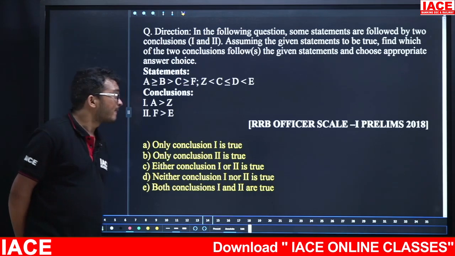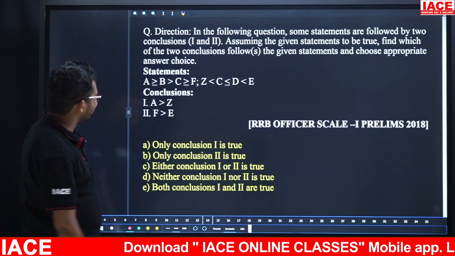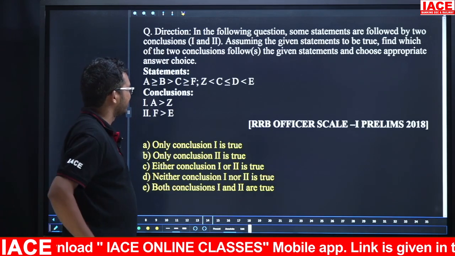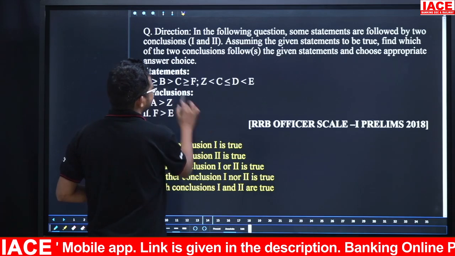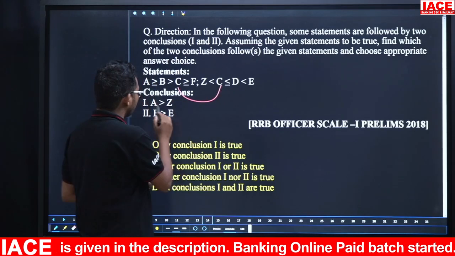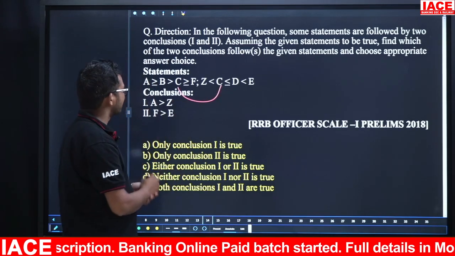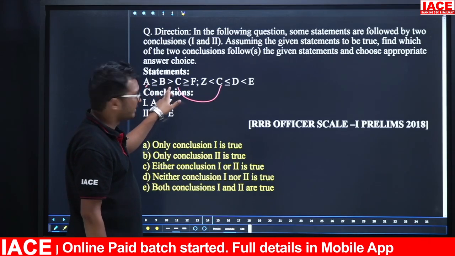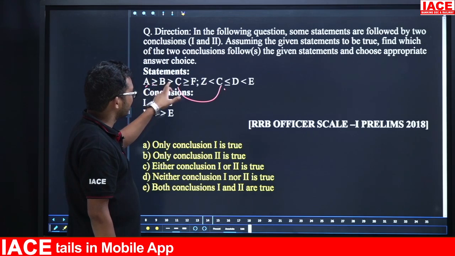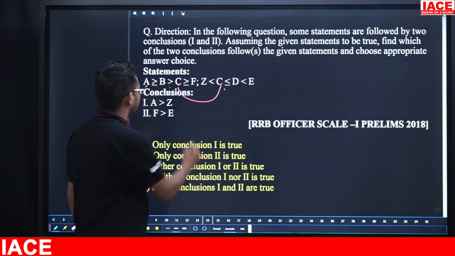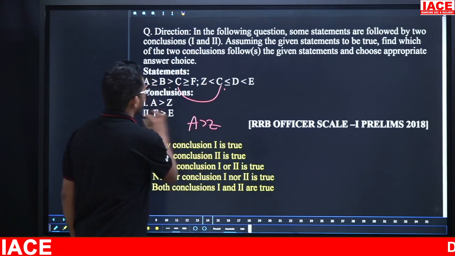Yes, time up. Here the given statement is A greater than or equal to B, B greater than C, C greater than or equal to F. Friends, for the first one and second one, the common is C. Now take A and Z. Between A and Z, what are the symbols here? A greater than or equal to B, B greater than C, C greater than Z. Greater than or equal to, greater than. Result is greater than. So A is greater than Z. So the first one is true.